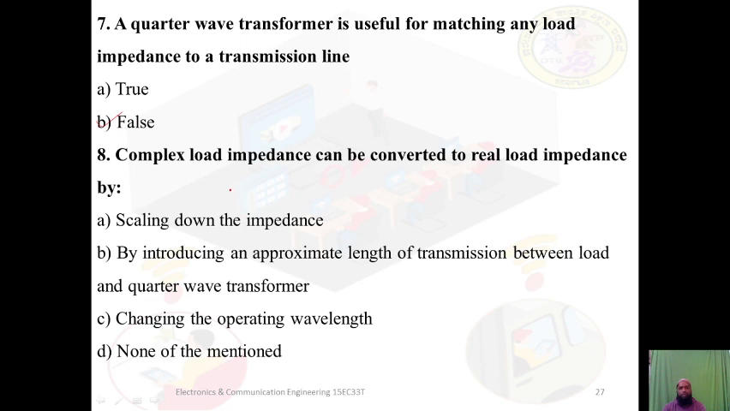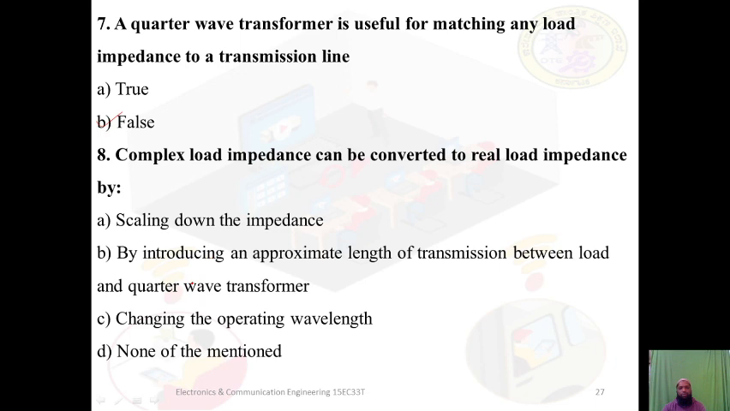Next, question number 8. Complex load impedance can be converted to real load impedance by option A, scaling down the impedance. Option B, by introducing an approximate length of transmission line between load and quarter wave transformer. C, changing the operating wavelength, and D, none of the mentioned.